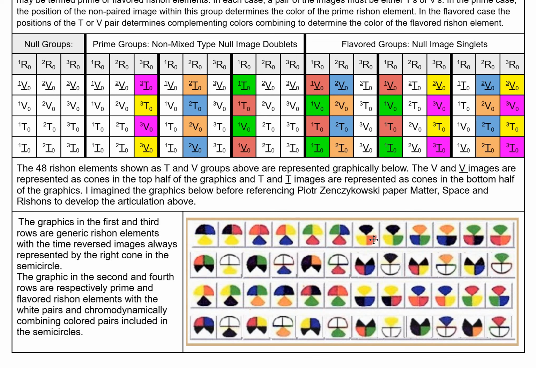If we go down here, we can see that we have a purple V, and so we have an orange T, which is a tan reverse T, giving us the color. So just as above, the color was always given by the tan reversed image in the generic Rishons.